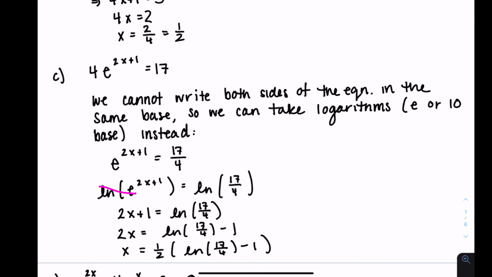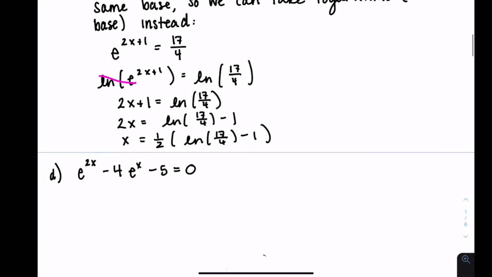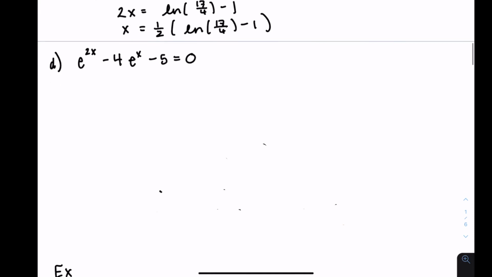You might also do something slightly different and get a different looking answer, but it'll still be equivalent. Now let's try one more. We've got e to the 2x minus 4e to the x minus 5 equals 0. So I've got a few different e to the x's going on, so I can't really solve for one specific variable at this point. I can't combine the e to the 2x and the e to the x, but one thing I want to notice is I've got an exponent here and I've got double that exponent here.